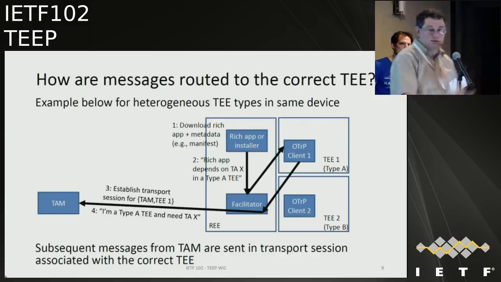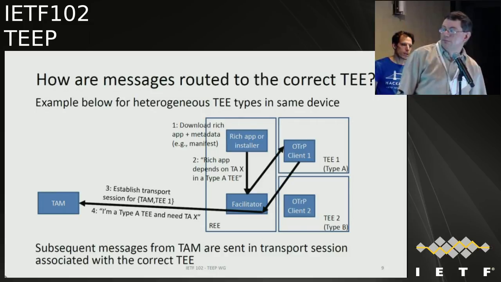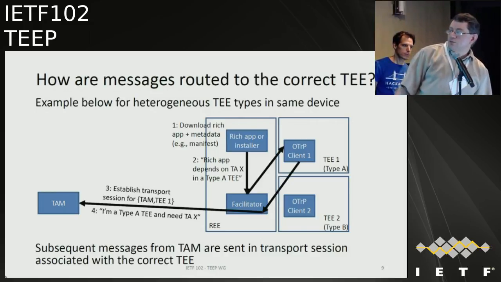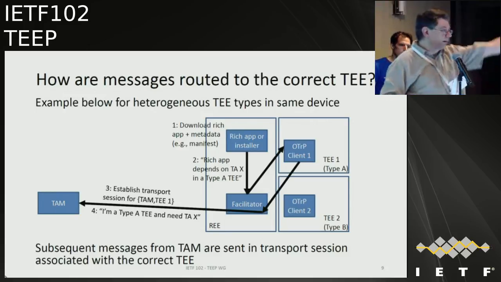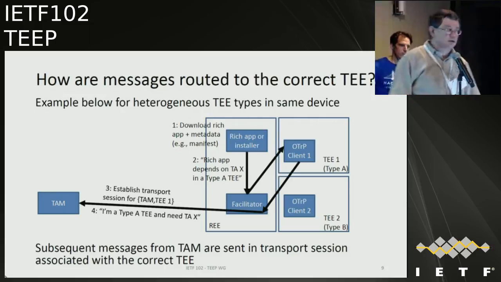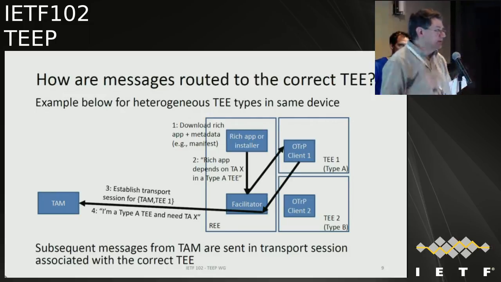It's the one for that session is bound to this OTRP client, okay? So that's my answer. The routing decision, if you will, is made at the time that the metadata is used and the facilitator starts to open up a connection on behalf of a particular OTRP client. And after that, the answer is easy.